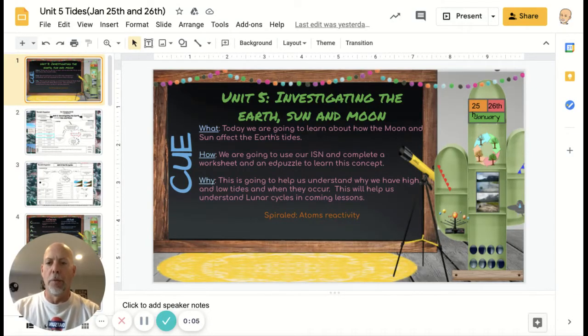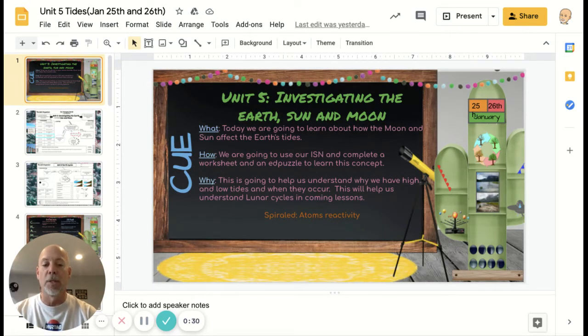Today we're going to be going over tides in Unit 5. We're still on investigating Earth, Sun, and Moon in Unit 5, but we're going to be going over tides today. The what today is we're going to learn about how the Moon and Sun affect the Earth's tides. The how, well, we're going to use our ISN, and we're going to complete a worksheet, and we're also going to complete an Ed puzzle so that you can learn this concept.